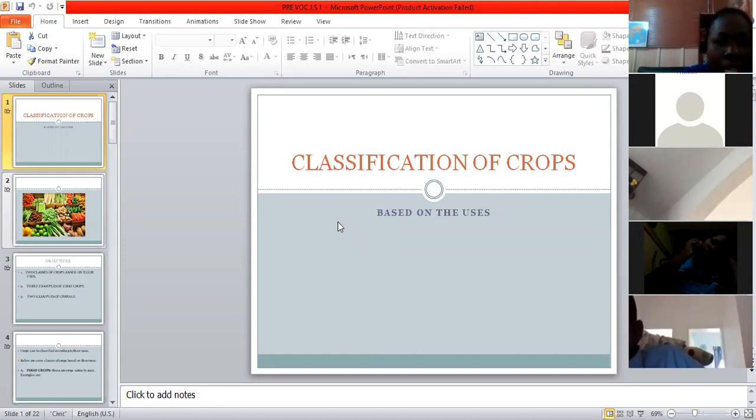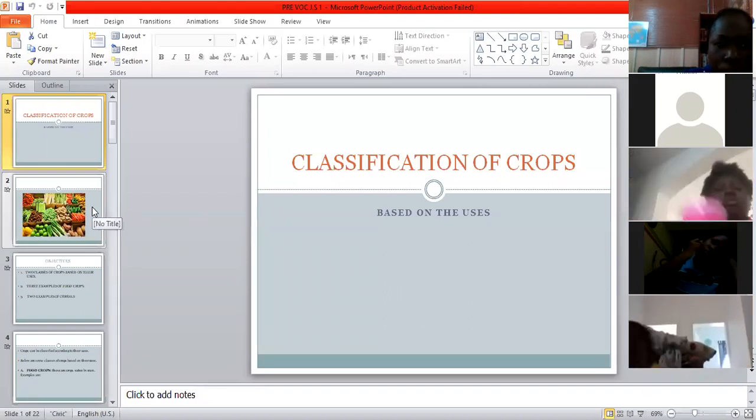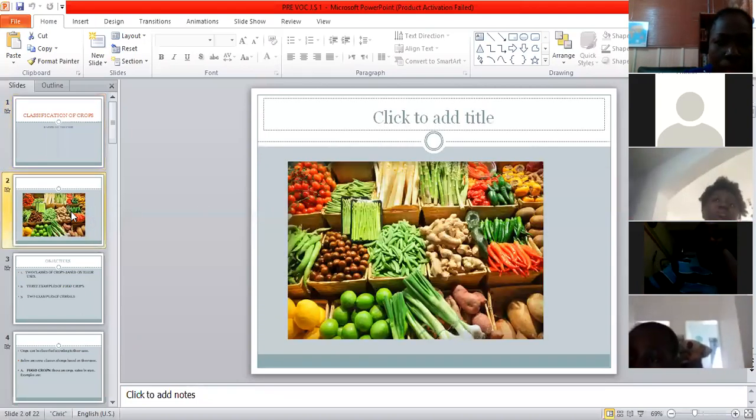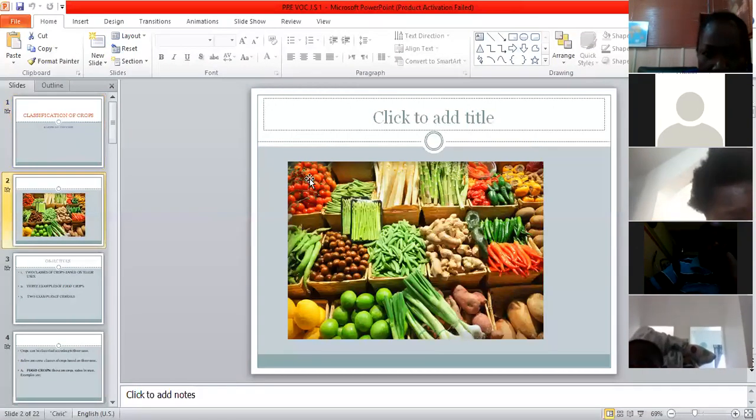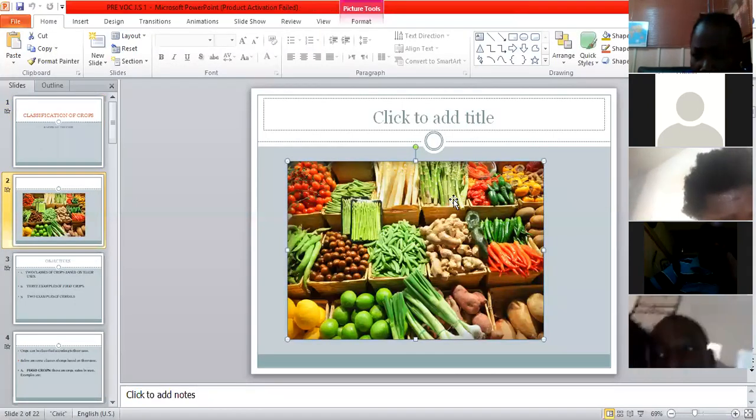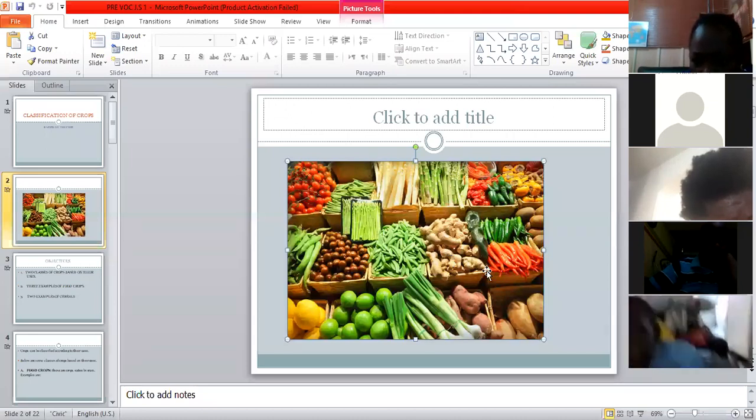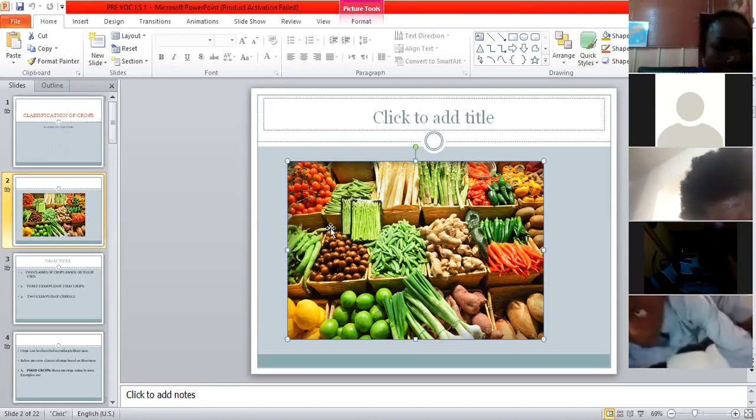Now let's go to today's topic. Still on classification of crops, but today it is based on their uses. What are they used for? From this picture here, you can see some crops. I have fruits, I have vegetables, I have tuber crops, I have condiment or what we call spice crops here. These are some of the uses of plant crops.